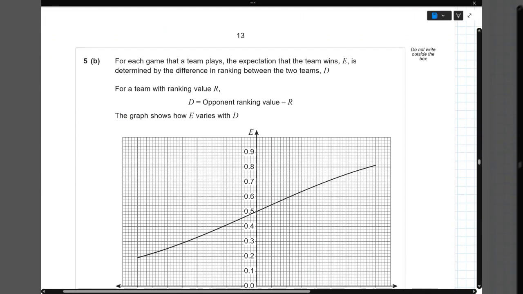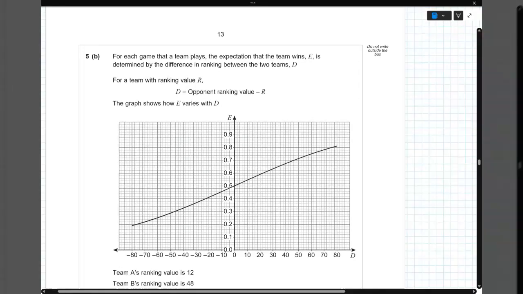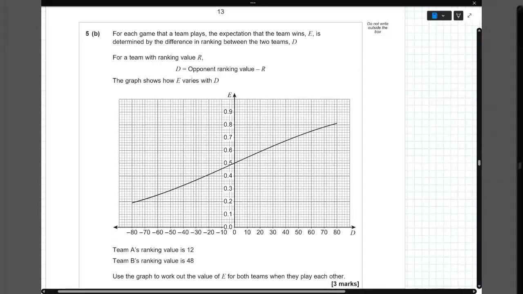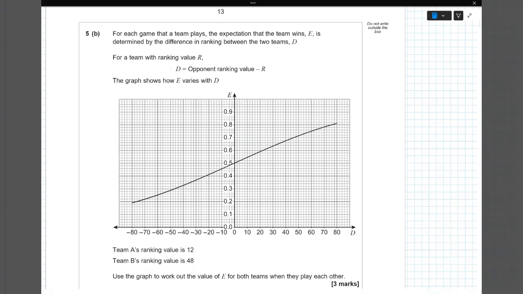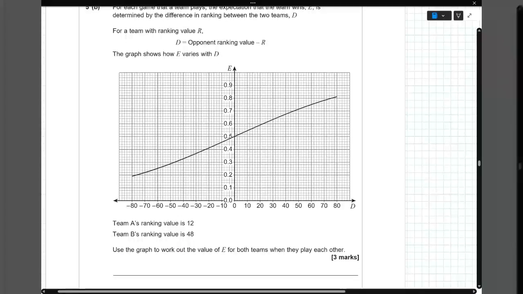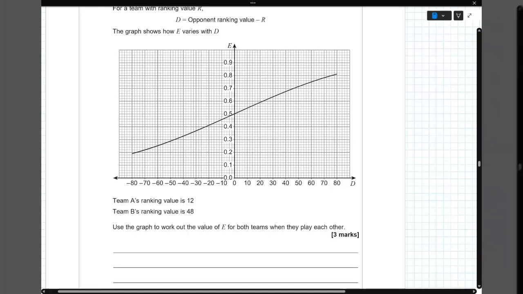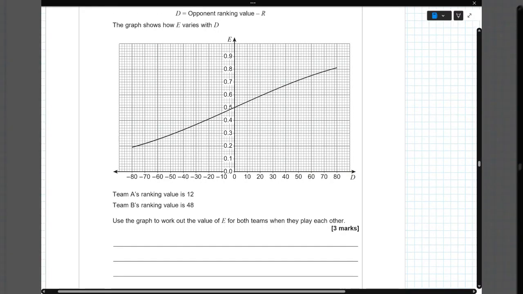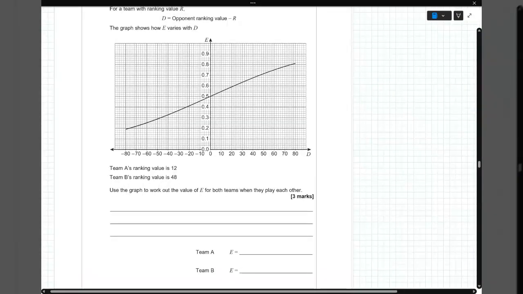Right, for each game that a team plays, the expectation that the team wins, E, is determined by the difference in ranking between the two teams, D. For a team with ranking value R, D is equal to the opponent's ranking value take away R. The graph shows how E varies with D. Use the graph to work out the value of E for both teams when they play each other.